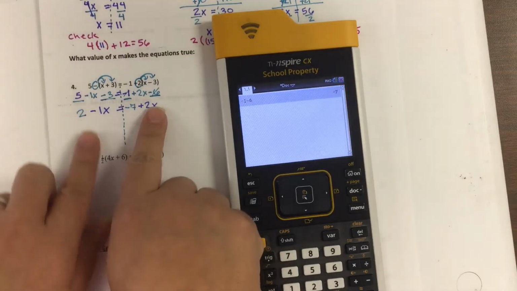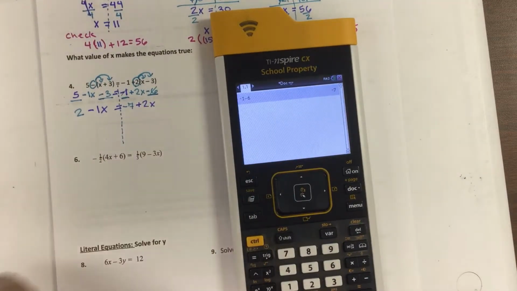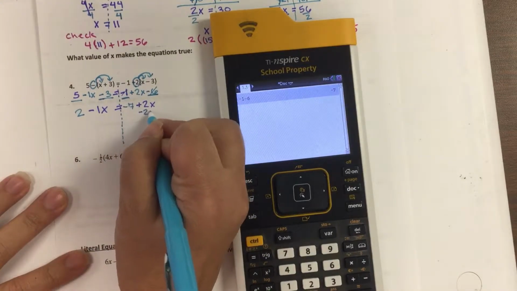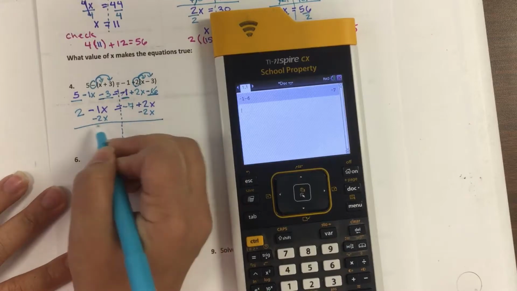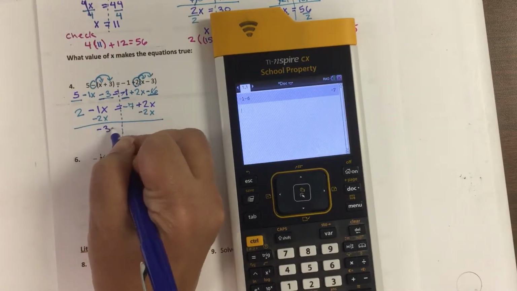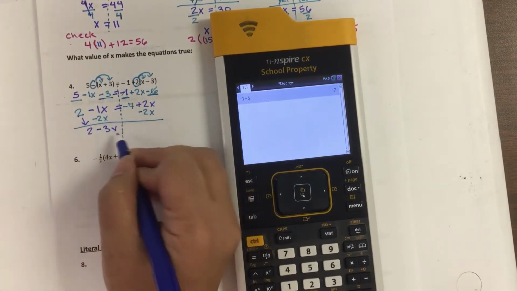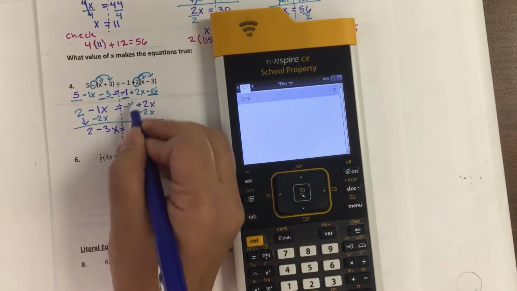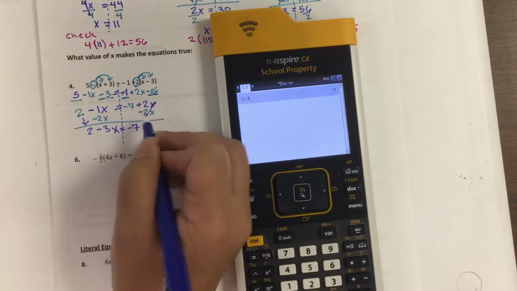Now, I want to get my variables together on the left side. And so this positive 2x, I'm going to move by taking its inverse, so minusing 2x on both sides. When I do that, my negative 1x minus 2x becomes a negative 3x. And this 2 is still there. I'm just going to bring that 2 down. My equal sign, this negative 7 is still there, and these 2x's cancel each other out.